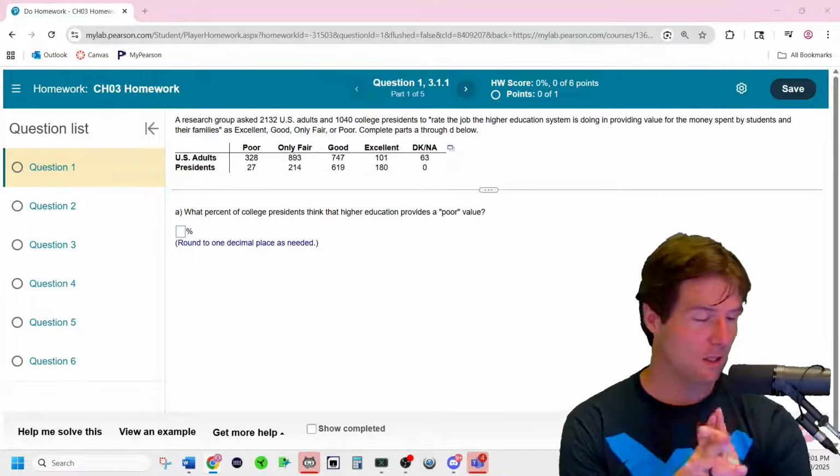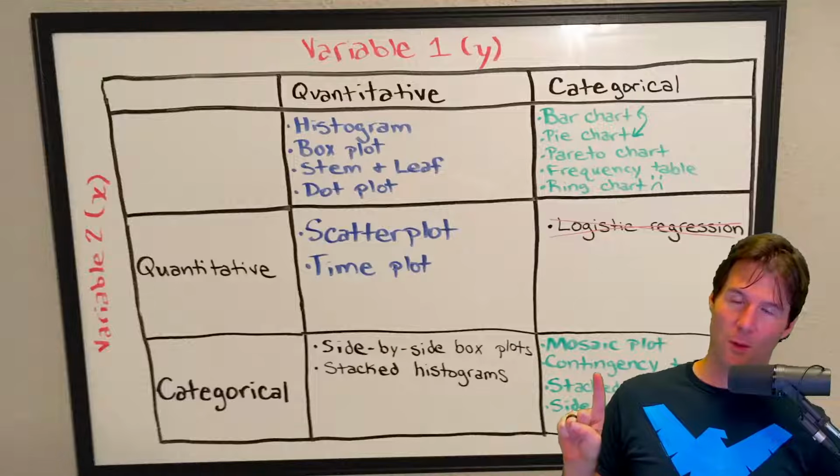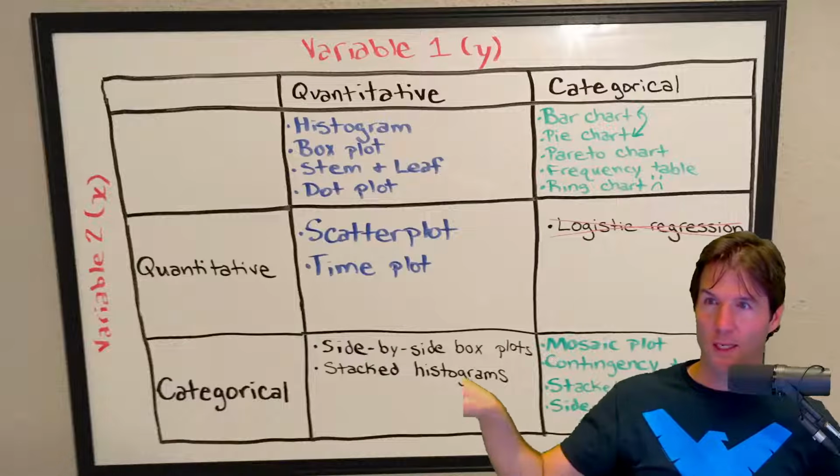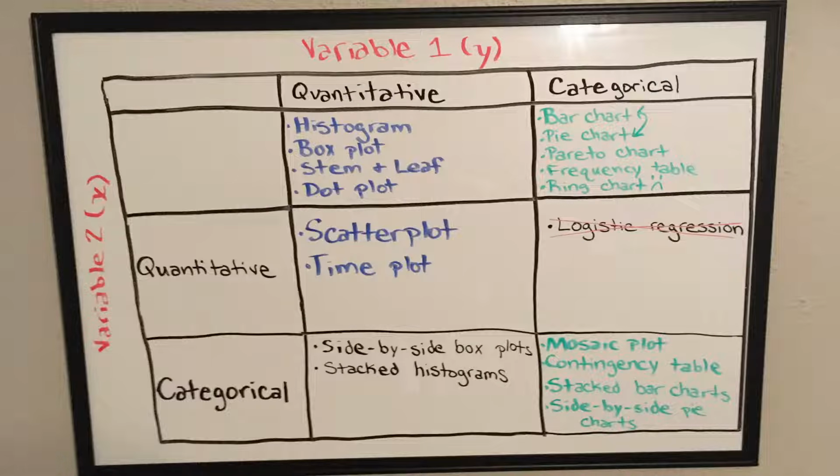Question 1. Here we go. So this is a contingency table. Take the note: a contingency table is a bivariate display of categorical variables. If you go this way, this is categorical Y. This way is categorical X. Contingency tables are bivariate, meaning 2 variables, displays of categorical data.